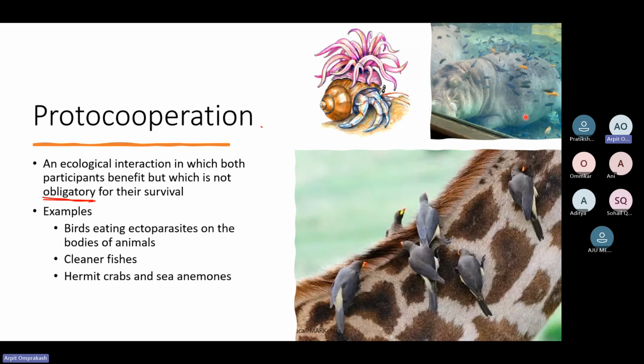Then we have proto-cooperation, where basically two animals are cooperating. For example, these birds are eating pests, ectoparasites of giraffes, or basically these hermit crab and sea anemone. Basically, the sea anemone is moving around and it provides benefits to the hermit crab. But these are not obligatory, so these birds won't die if they don't show this behavior. The hermit crab or the sea anemone won't die, or the giraffe won't die. Right. So these are not obligatory for survival. That's why they're called cooperation.